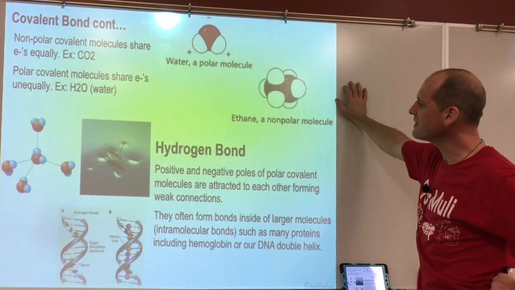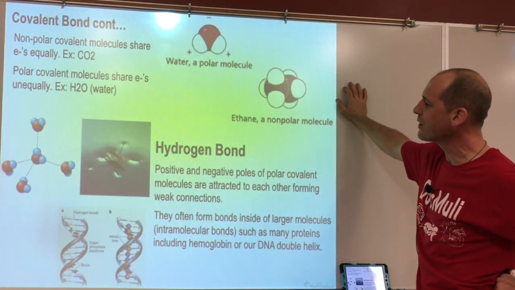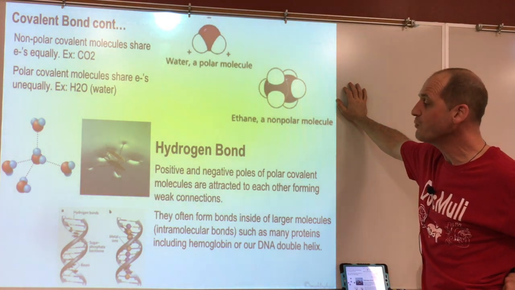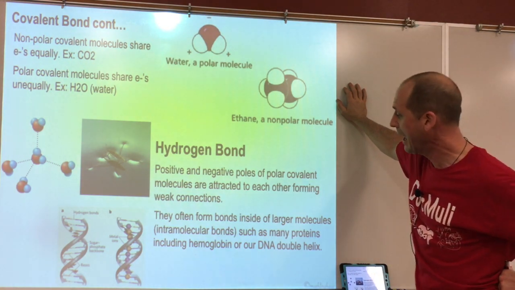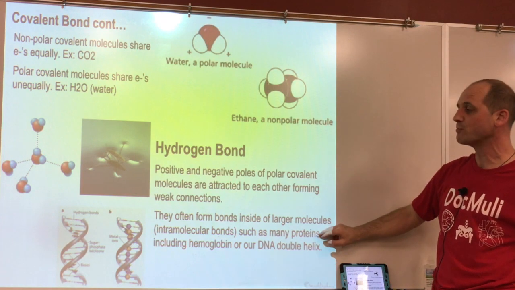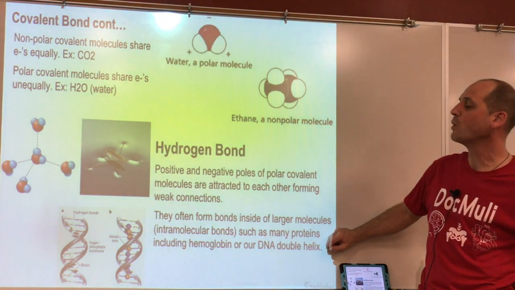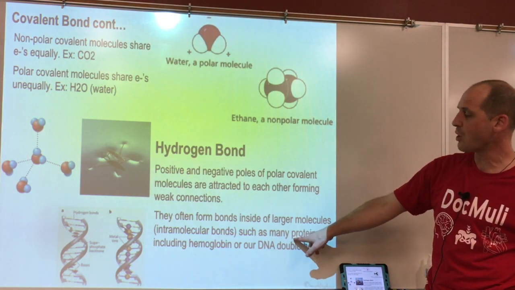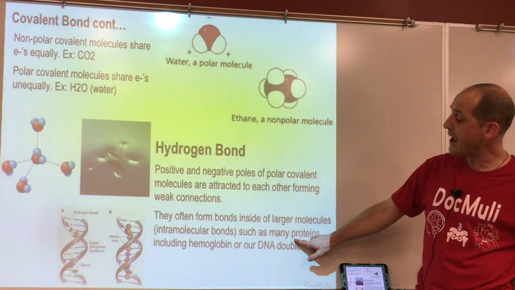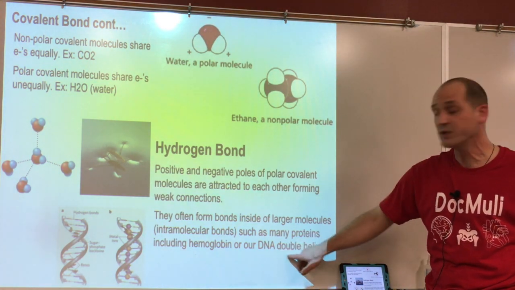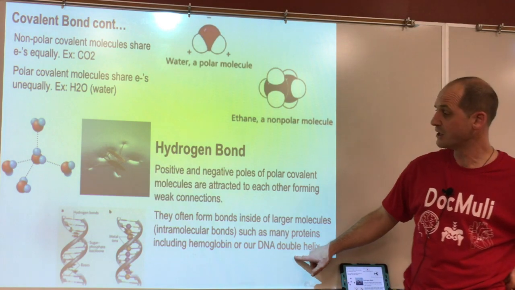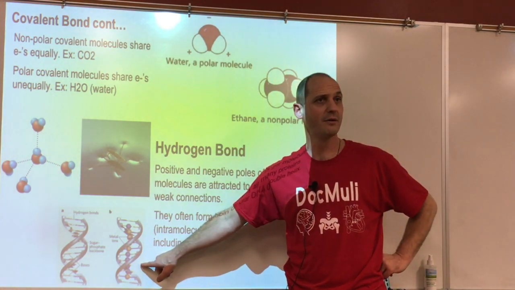So the positive and negative poles of polar covalent molecules are attracted to each other, forming weak connections. They often form bonds inside larger molecules called intramolecular bonds, such as in proteins, that's what I tried to explain, and also, of course, in our DNA double helix. Have you seen this kind of molecule before? That thing going on?